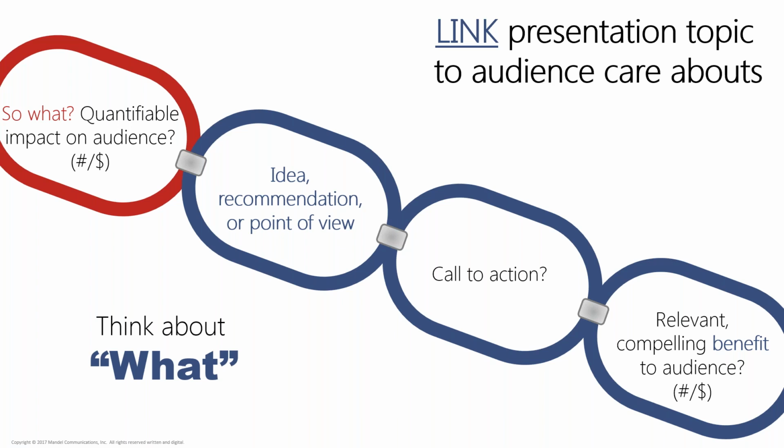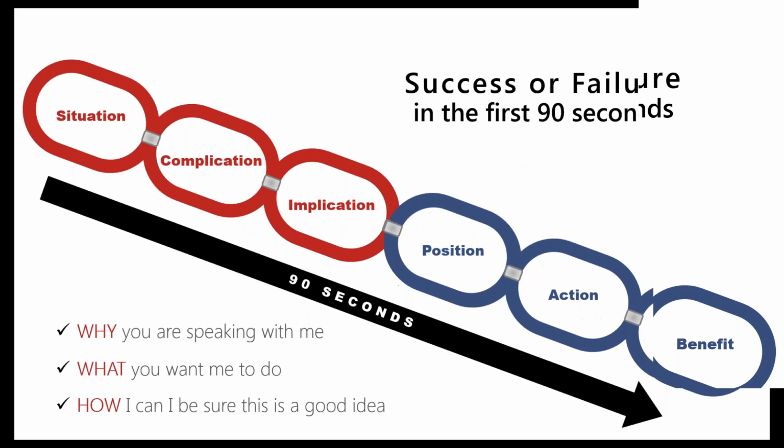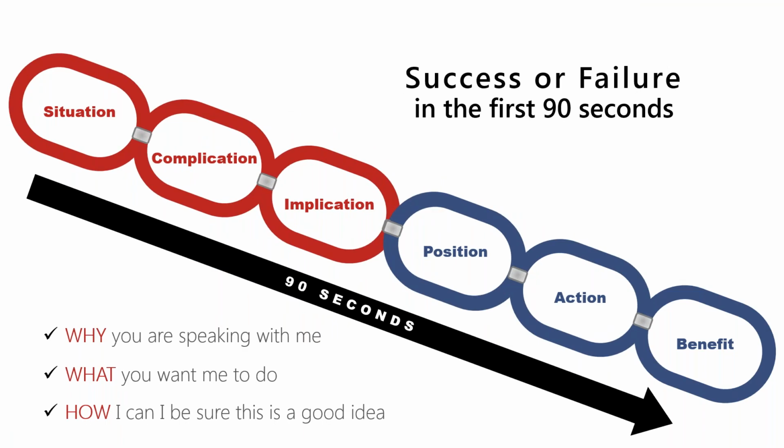So if the stuff in red is the why, the stuff we're looking at now is the what, and also part of the how. And in fact, let's take a big picture look. This is what you need to cover in those first 90 seconds. What's their situation, complication, and the implication of that? Setting up the why. What's the position, action, and benefit? Setting up the what and the how. And again, if you'll think through this, if you'll do your homework on the audience, you are well on your way to succeeding in those first couple minutes.